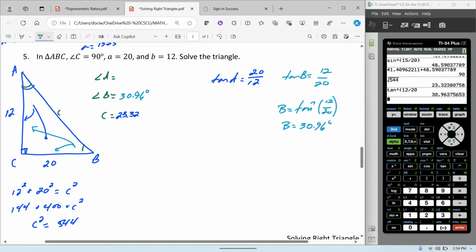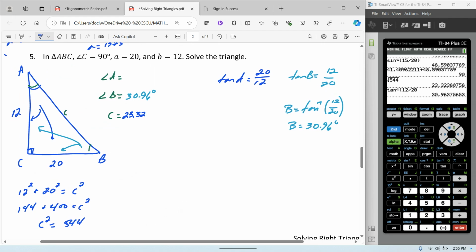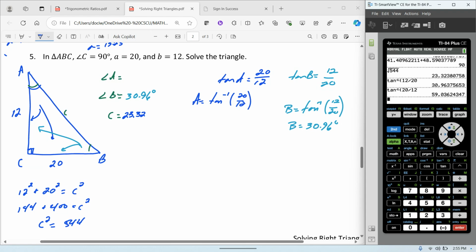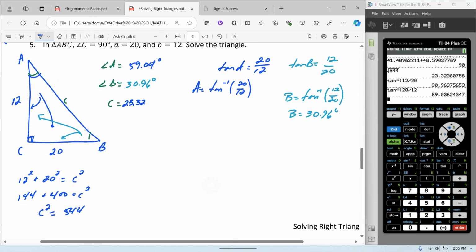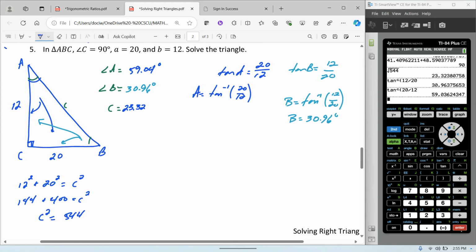So B is 30.96 degrees. Now, don't get too carried away here with what I'm about to show you, because you might be thinking something different. But now to find A is the inverse tangent of 20 over 12. So it's the same thing. Inverse tangent of 20 over 12, and I should get 59.04 degrees. Now, in case you're wondering and you're asking, do I really have to do both of these calculations to get angle A and angle B?